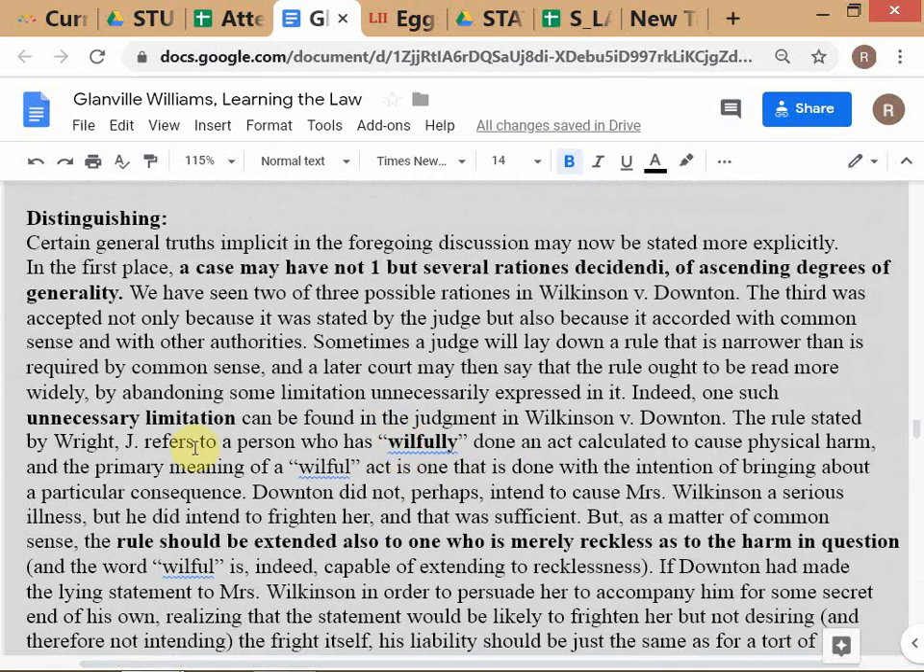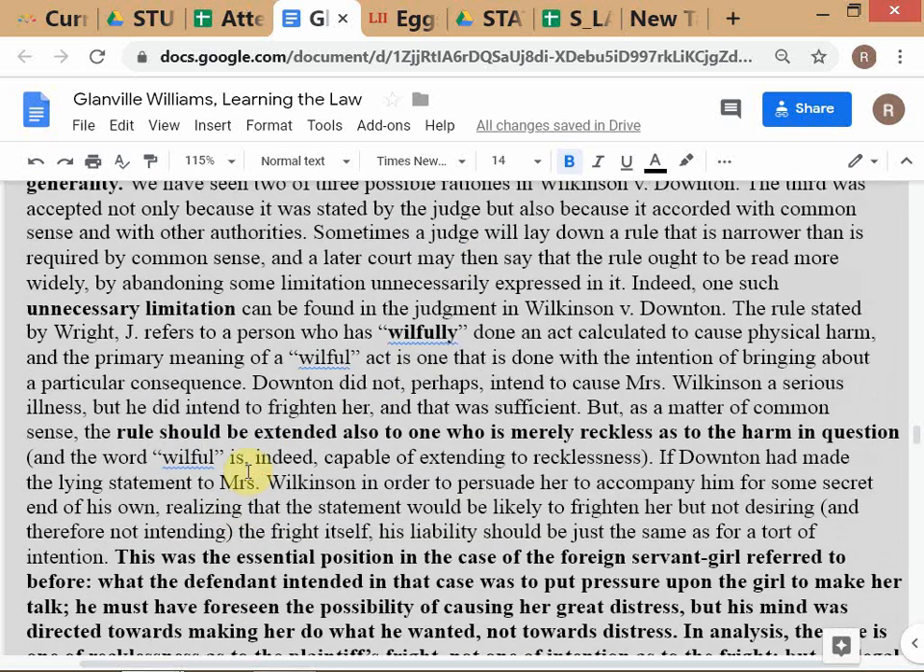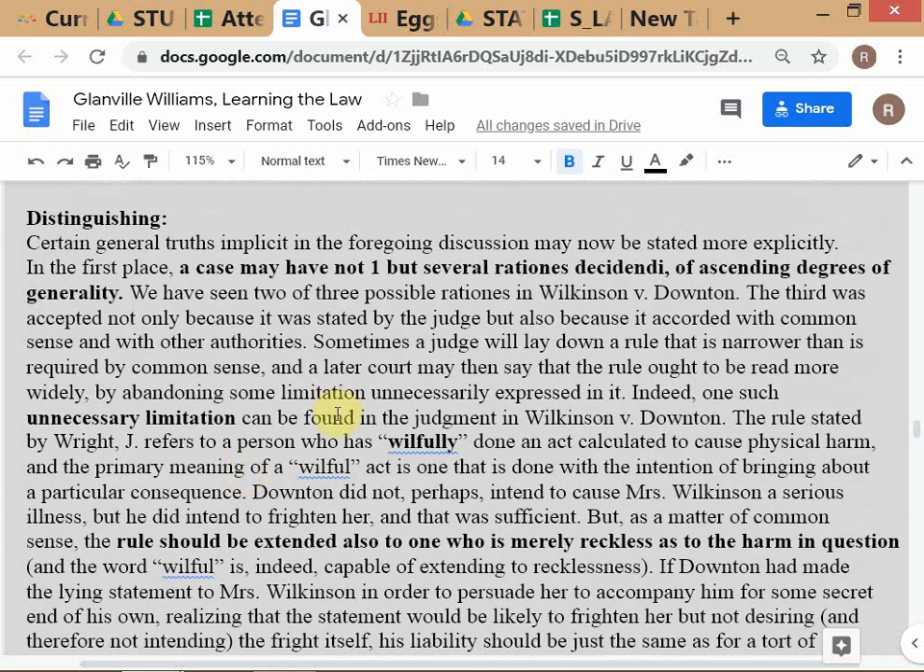Okay, now let's look at this particular case. Let's look at one more example of how the ratio of a particular case can be made a little bit wider, a little bit more general.